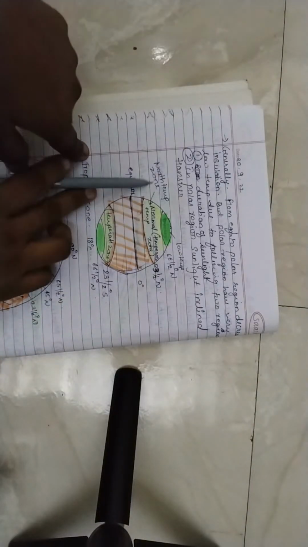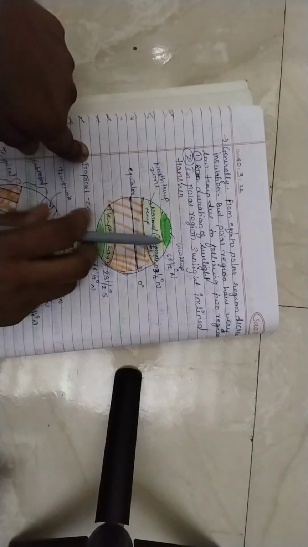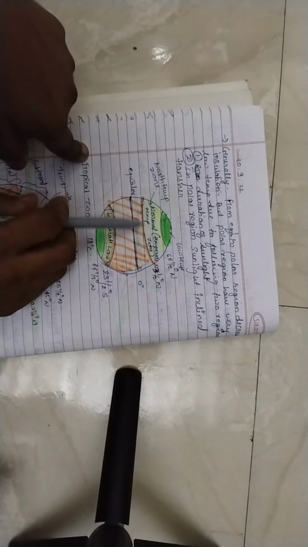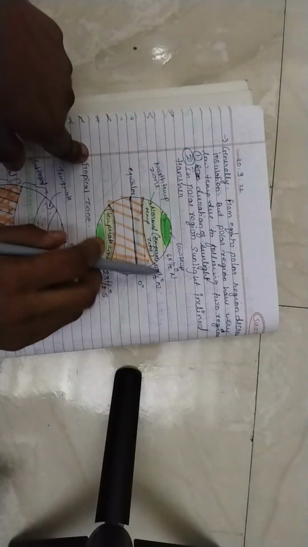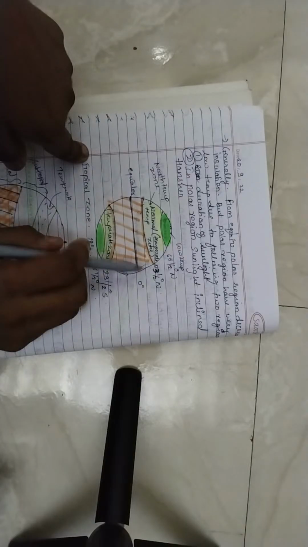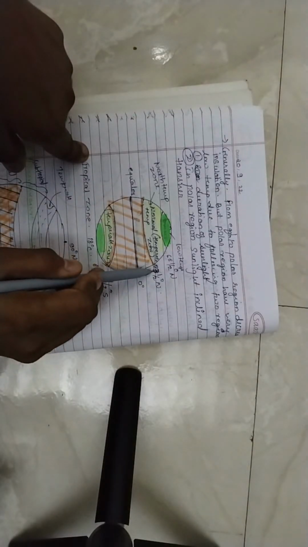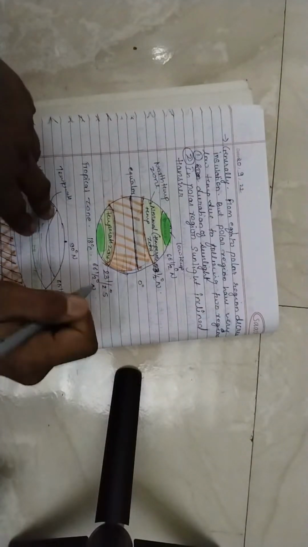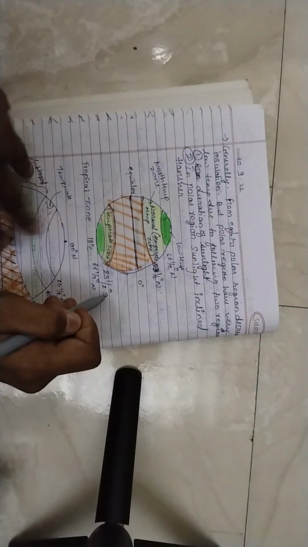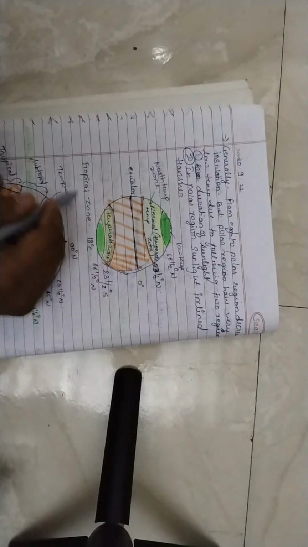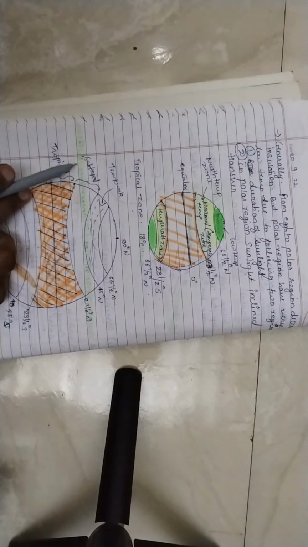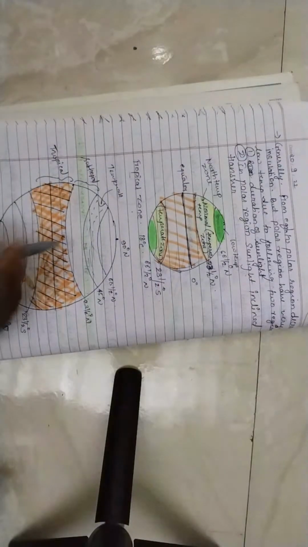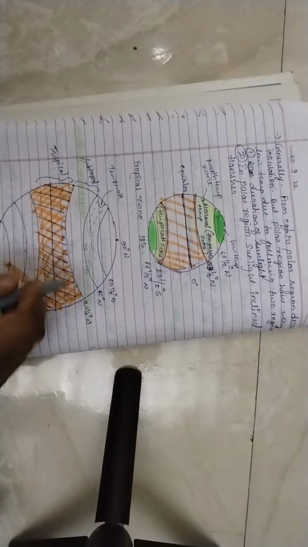This is the north temperate zone, and this is the equator, and this is the temperate zone. This is also a temperate zone. The degrees given are 23 and a half north, 23 and a half south, and 66 and a half. This is the diagram which is given, showing the temperate, subtropical and tropical zones.